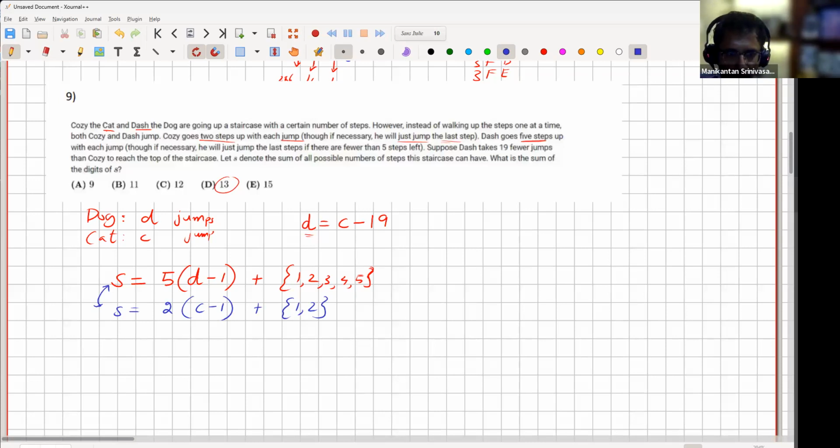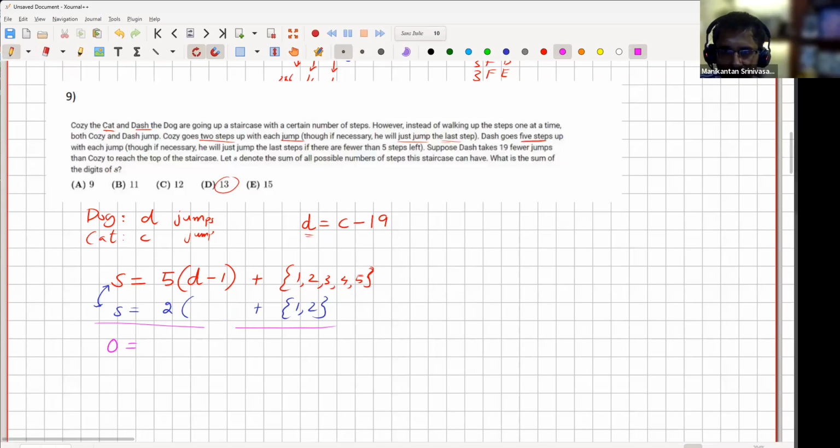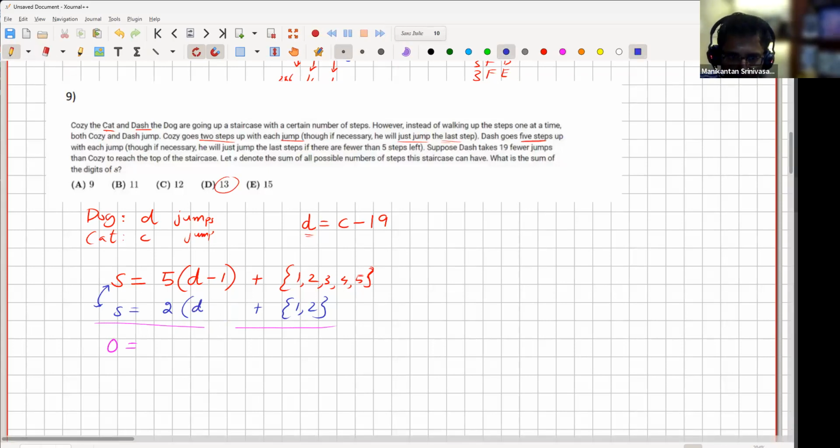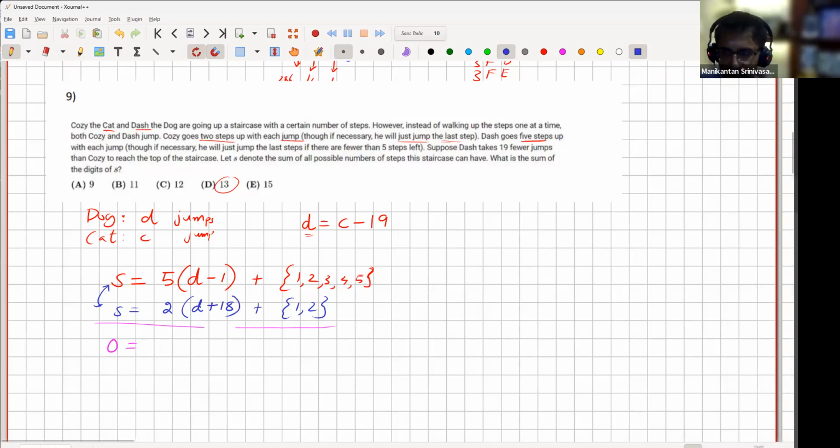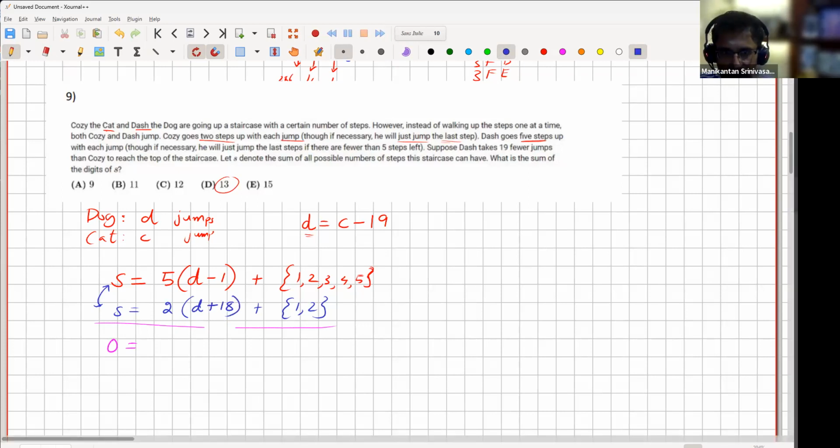Okay, now let's subtract these two. S minus S is easy, 0. And let's replace C with D. C is D plus 19, right? So I'll erase this and say C is nothing but D plus 19. So it is D plus 19 minus 1, which is D plus 18 here. All of us okay on this, right? D plus 19 minus that 1 that we had, D plus 18. Now let's subtract the first one minus the second one. So 5D minus 2D, that's 3D.